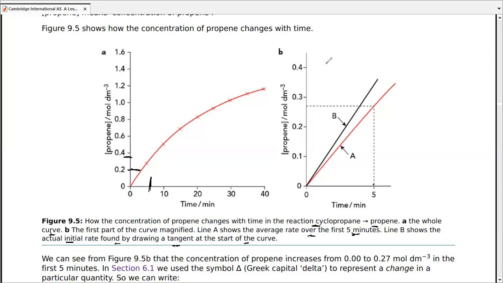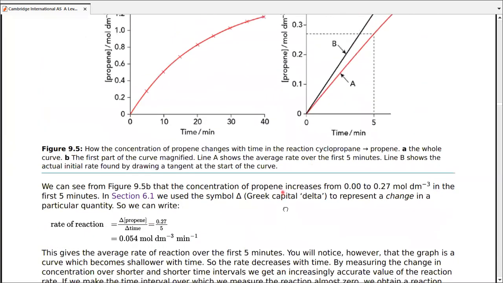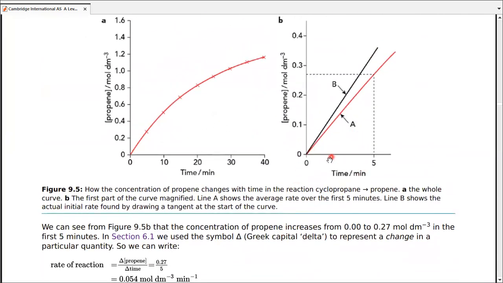So I am keeping this diagram intentionally. I'm going to discuss a few things below, and then I'm going to come back to this diagram, and you'll understand what we are trying to say. Now, we can see from figure 9.5b that the concentration of propene increases from 0 to 0.27. This is for 5 minutes specifically so that we can come up with this extrapolation. So it is 0.27 mole per decimeter cube in the first 5 minutes.